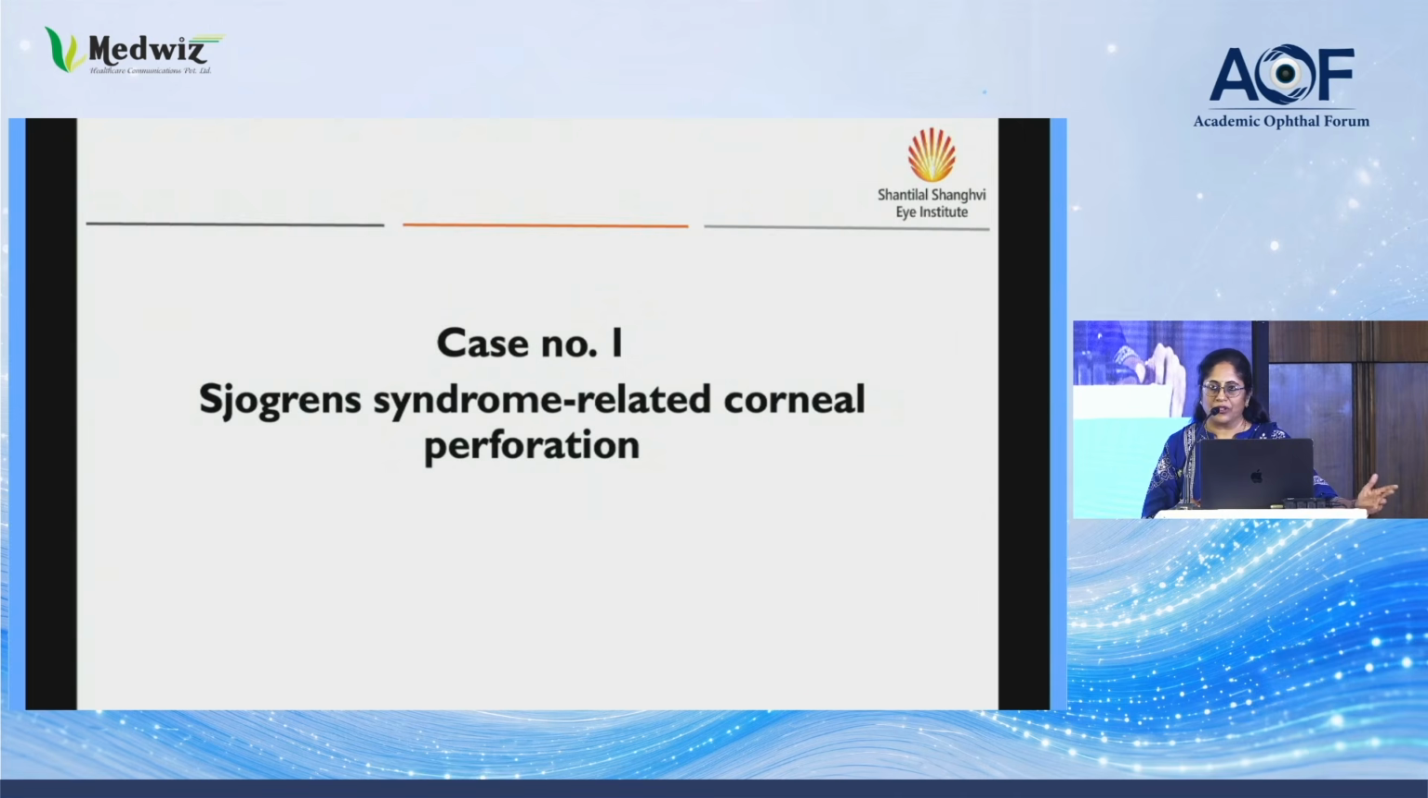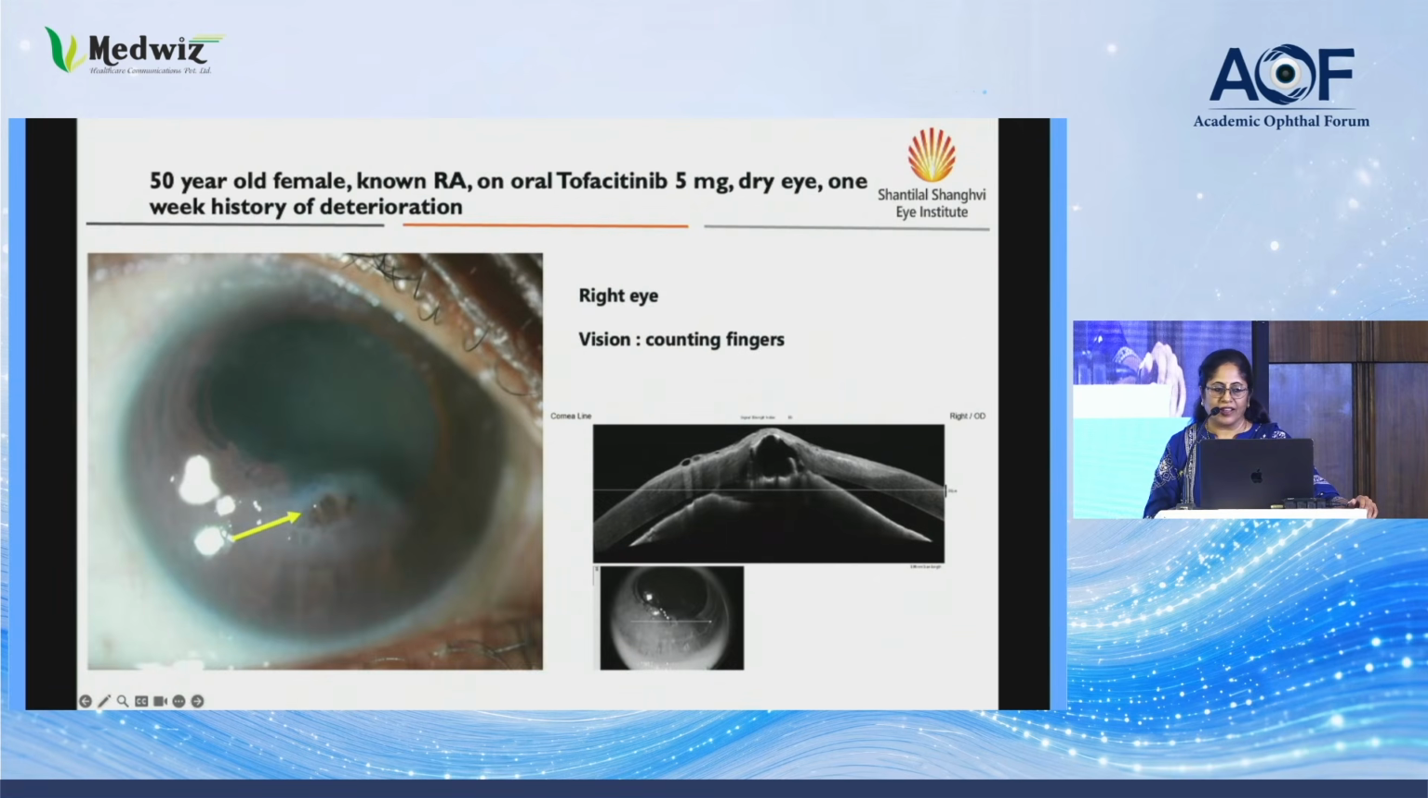The first case I saw was another patient who had Sjogren syndrome and presented with a corneal perforation. This is a 50-year-old female, a known rheumatoid arthritis patient on oral tofacitinib, which is one of the newer agents. She's already been on treatment for dry eye and had just a 1 week history of sudden deterioration of vision in her right eye. What you see is, of course, a corneal, almost like a perforation. The iris is plugging it here.